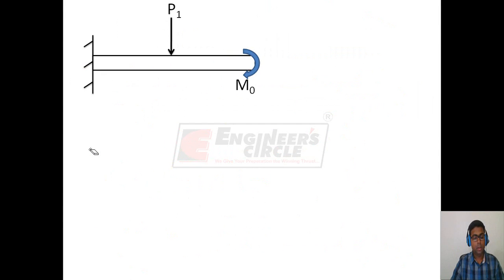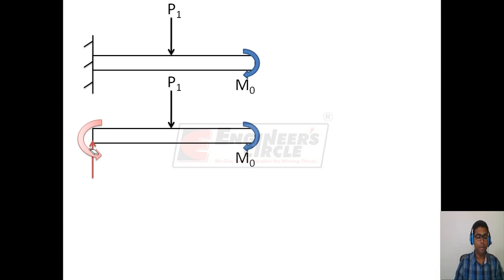Take another example. This is a cantilever beam on which a point load P1 and a point moment M0 are acting. We want to find the reactions given by this fixed support. So the first step is to replace this support with the reactions that it can give. A fixed support can give a reaction in X direction, Y direction, as well as a moment reaction. So we have replaced the fixed support by the reaction RA, which is in vertical direction, and the moment MA.